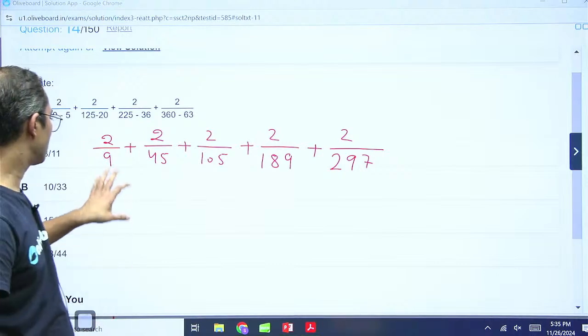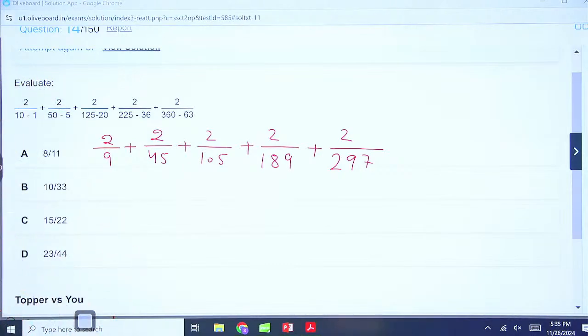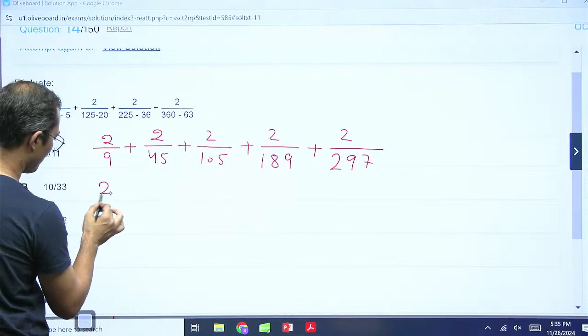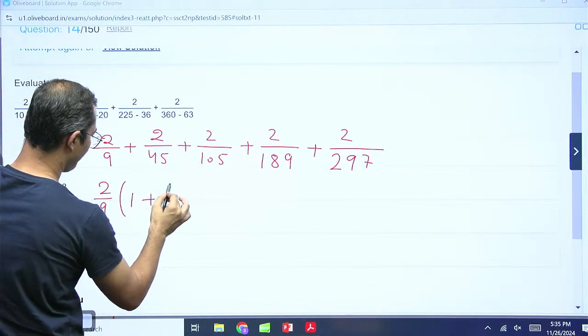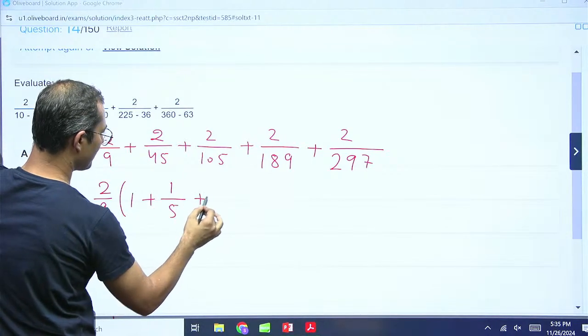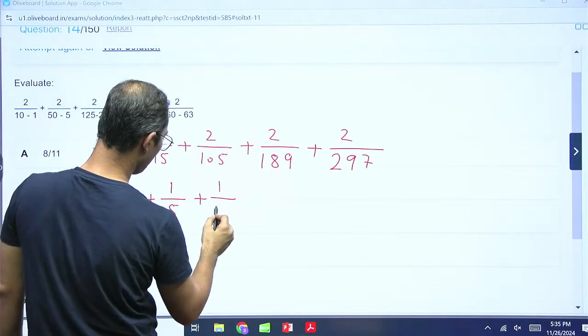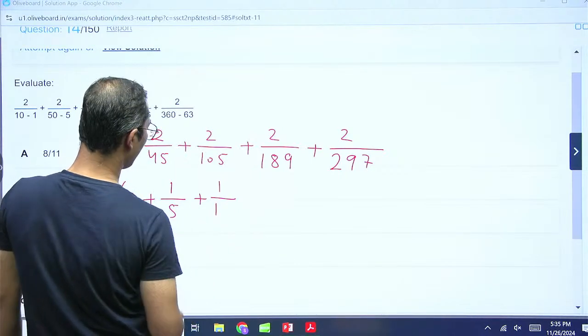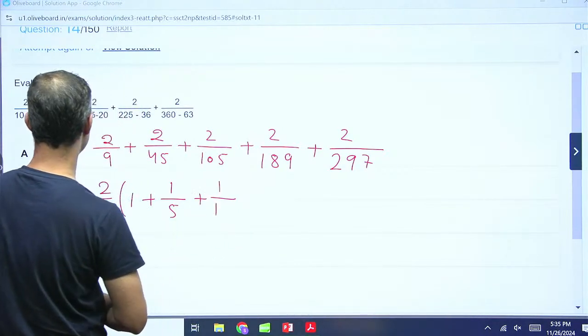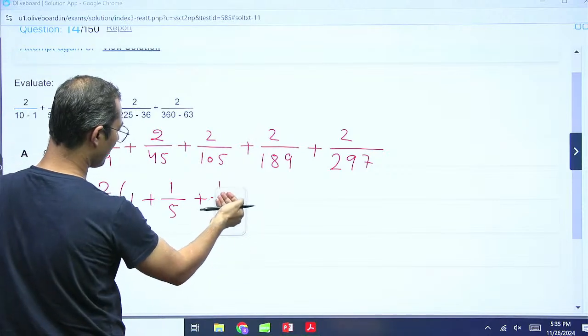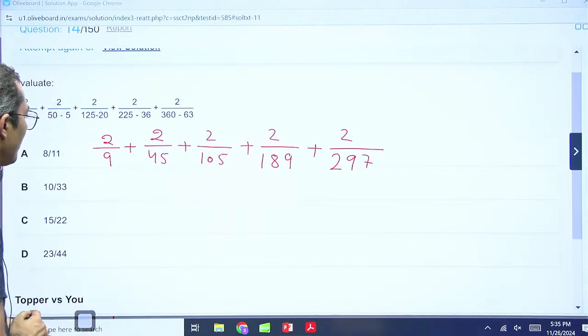So you can take 2 by 9 common, right? So you can take 2 by 9 common and you can solve this also, right? If you want to take, you can take 2 by 9 common, right? So 1 plus 1 upon 5 plus 1 upon, so 2 upon 9 is not common, right? Because we have 105, right? So we can say that 2 upon 9 is not common. Okay, so we have to use another approach. What can be the another approach? Yes, apply your mind.